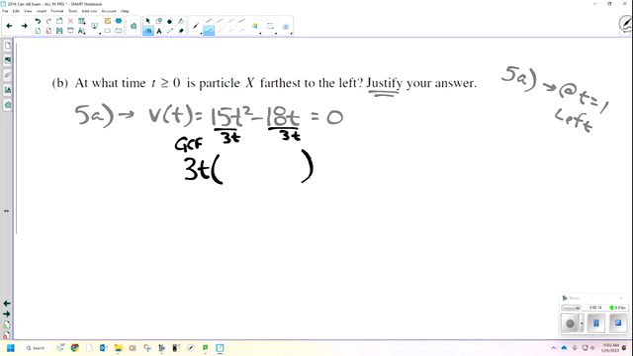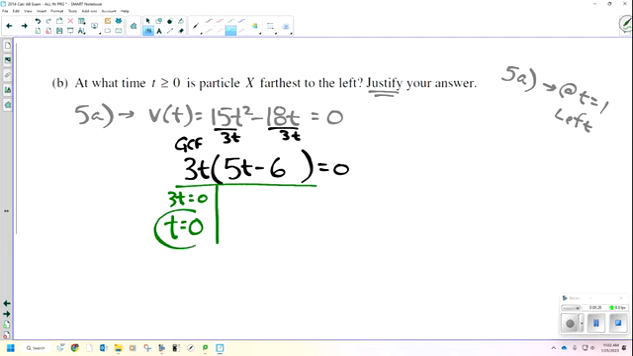What's left if I divide out my 3t? I really don't show this step a lot. This is calculus. You should be able to do this in your sleep. So I get 5t minus 6, set equal to 0. Let's solve for each one of these. I take 3t, set it equal to 0. That means t is 0. So at time 0, it's going to stop. When it starts at time 0, it's stopped. It's not already moving in a direction. Now, if I take 5t minus 6, set it equal to 0, I add 6 and then divide by 5.